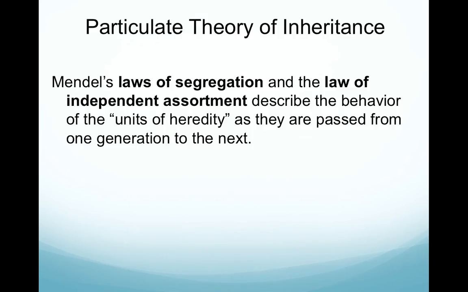Mendel's particulate theory of inheritance is made up of the law of segregation and the law of independent assortment. These laws describe the behavior of the units of heredity as they are passed on from one generation to the next. He did not know about chromosomes and genes, so he didn't really name the units. He just called them units of heredity. And most of our modern genetics today is actually based on his theories, which have withstood the test of time and been supported by a lot of different experiments from different scientists.